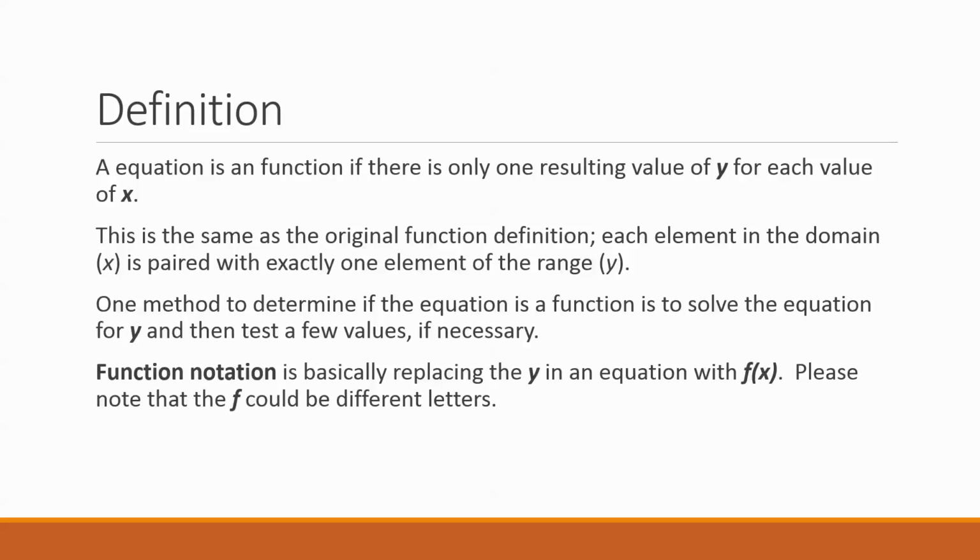And then finally, function notation. If we have y equals x squared plus 2, that's basically replacing that y with what we call f of x, and it's shown by f parentheses x. But again, that's called f of x. And that f could be different letters. It could be g parentheses x or g of x. So that f variable could vary, and doesn't necessarily have to be f.